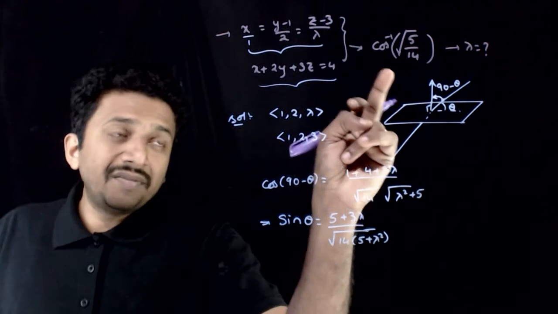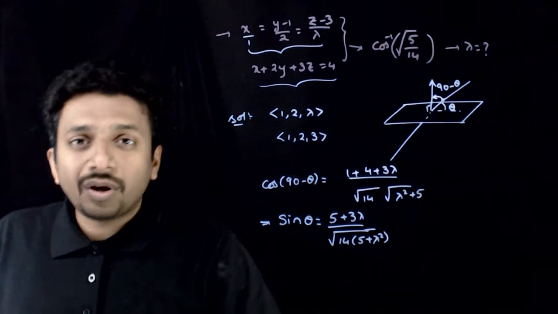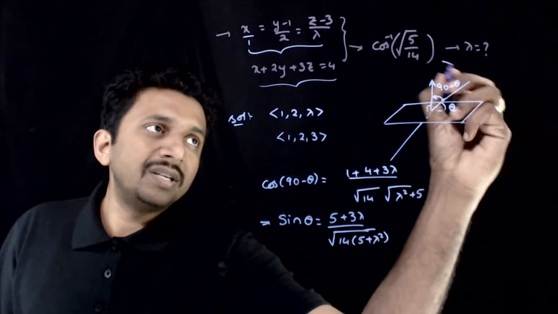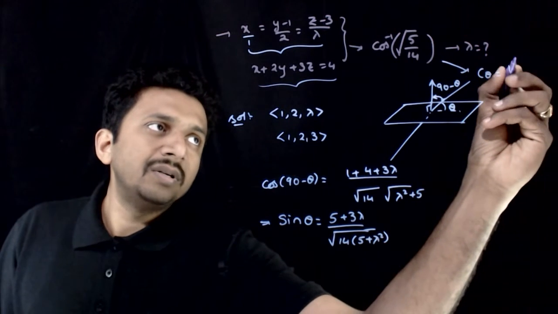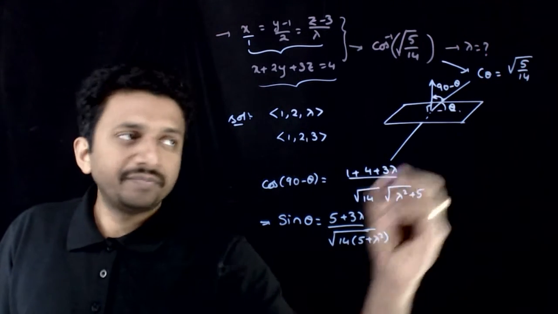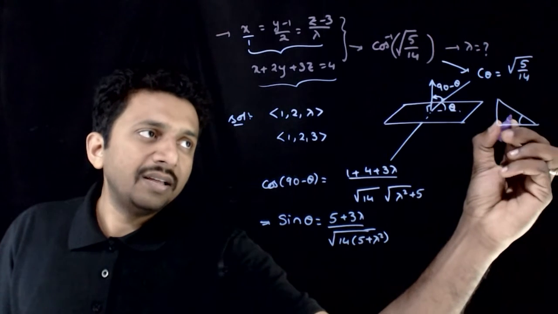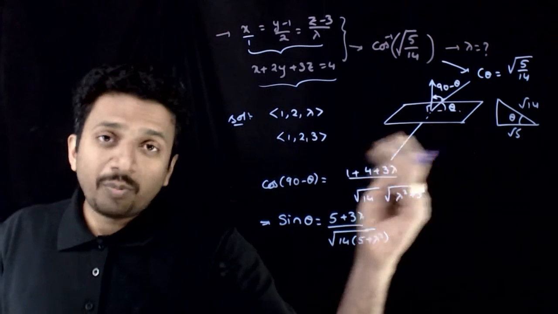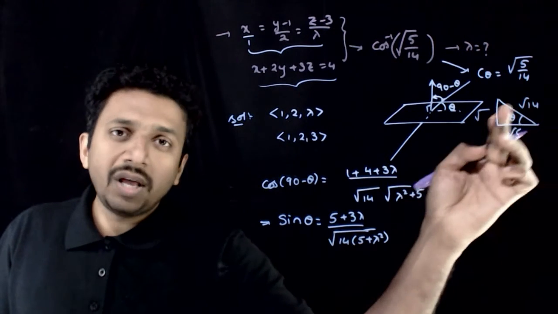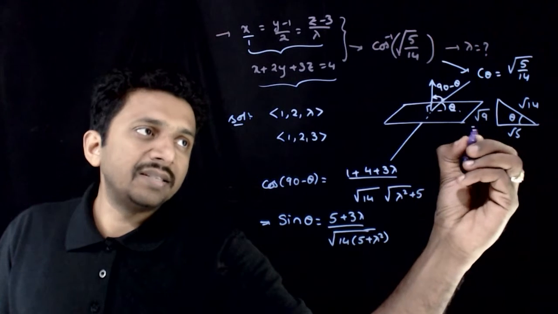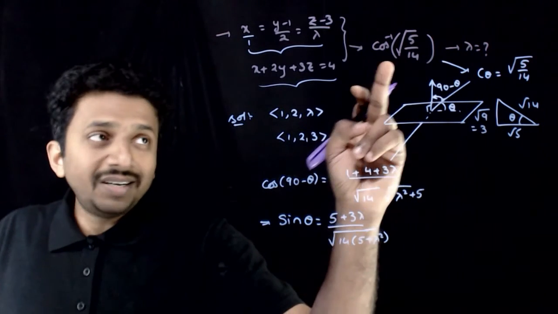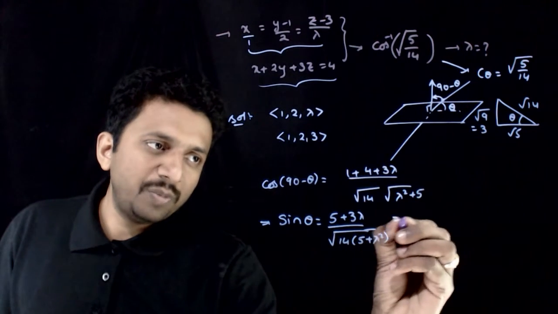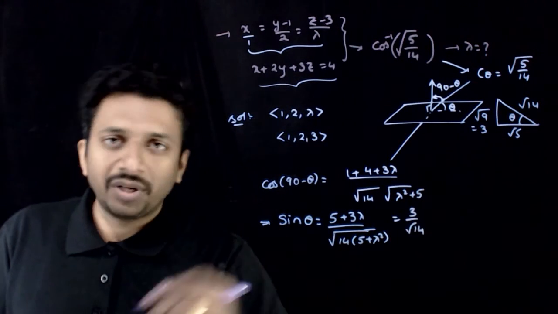But it's given that the value of cos theta is root of 5 by 14. It's given that theta is cos inverse of root of 5 by 14. So it's given that cos theta is equal to square root of 5 by 14. So if you take the triangle, if this is theta, this is root 5, this is root 14. So what is the opposite side? Root of 14 minus 5 is 9, that is equal to 3. So if cos theta is root of 5 by 14, what is sin theta? 3 by root 14. So this should be equal to 3 by root 14.